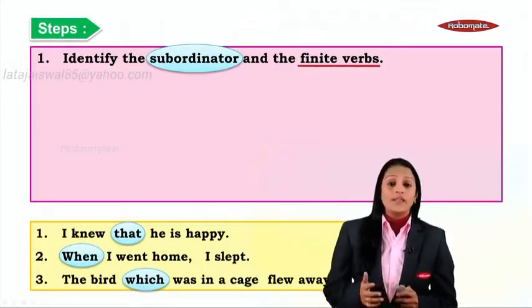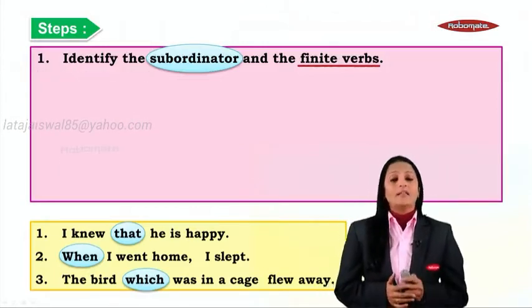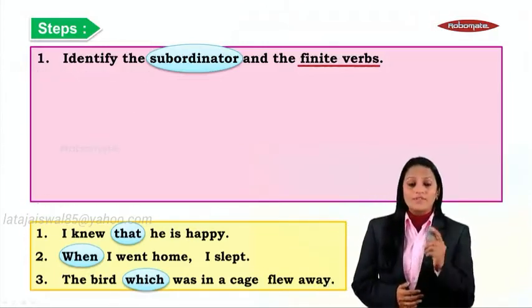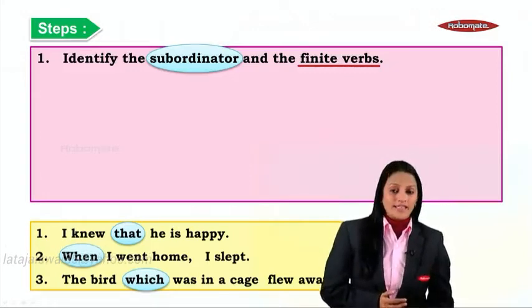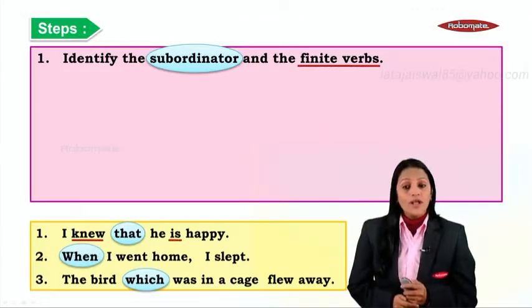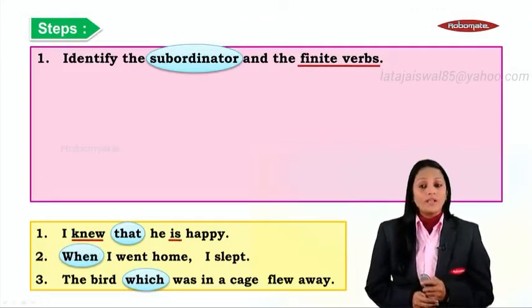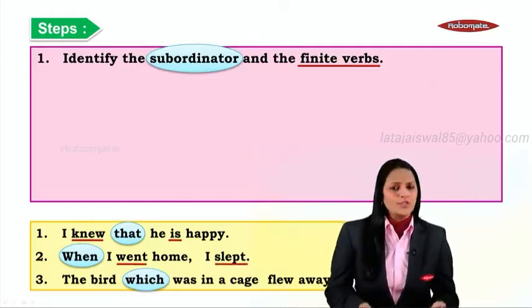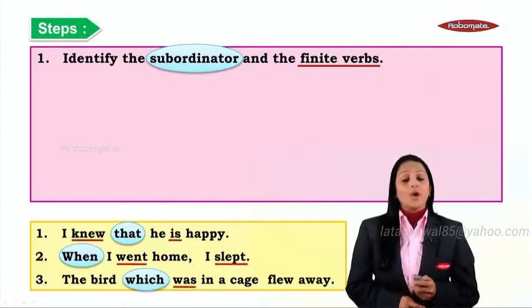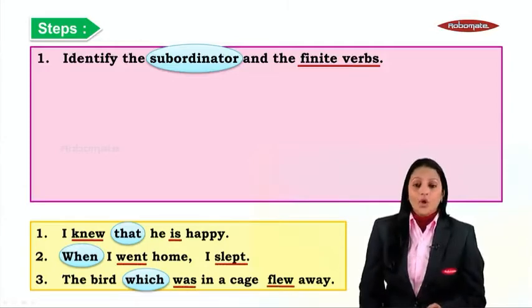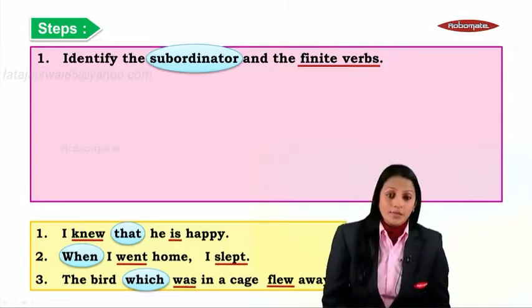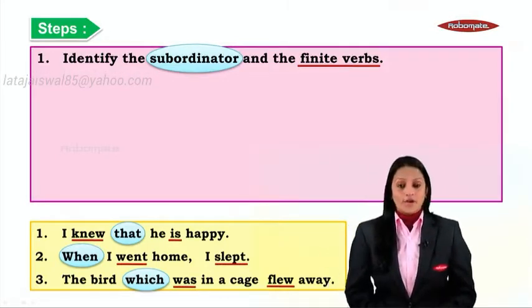Now we go on to identifying finite verbs. We will underline them. Remember, finite verbs are the verbs that show the tense. Now look at the first one: knew and is. Look at the second one: went and slept. So simple, students. Next we have was and flew. So here we have identified the subordinator and the finite verbs.